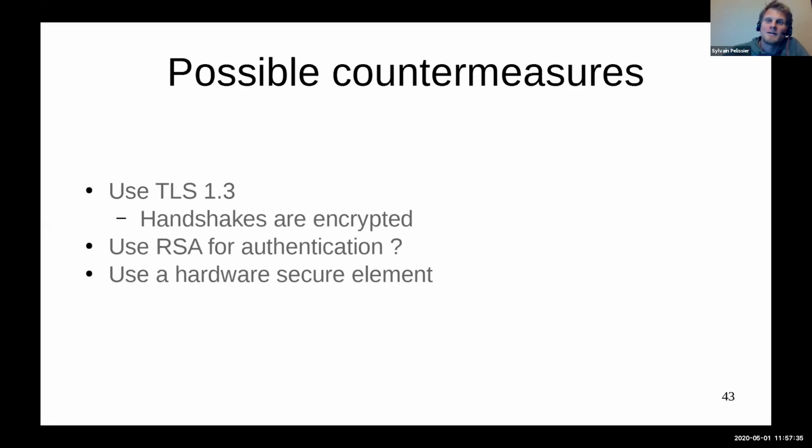What you can do to avoid this problem? The first obvious countermeasure is to use TLS 1.3, because in this version of the protocol, handshakes are encrypted. And if you remember at the beginning of the presentation, we need to have the handshake exchange and we need to have the signature. So if they are encrypted, we are not able to perform our attack. You may want to use RSA for authentication, but there are still other attacks like side channel, so you have to see if it's safe or not to do that. And you may use hardware secure elements, but in this case, it will increase a bit the price of your device.